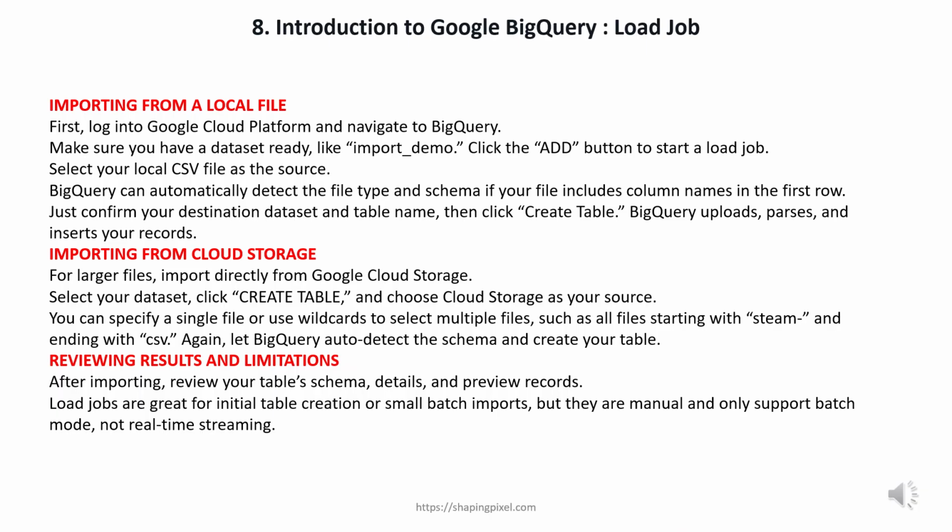For larger files, import directly from Google Cloud Storage. Select your dataset, click Create Table, and choose Cloud Storage as your source. You can specify a single file or use wildcards to select multiple files, such as all files starting with Steam dot and ending with CSV. Again, let BigQuery auto-detect the schema and create your table. After importing, review your table schema, details, and preview records.